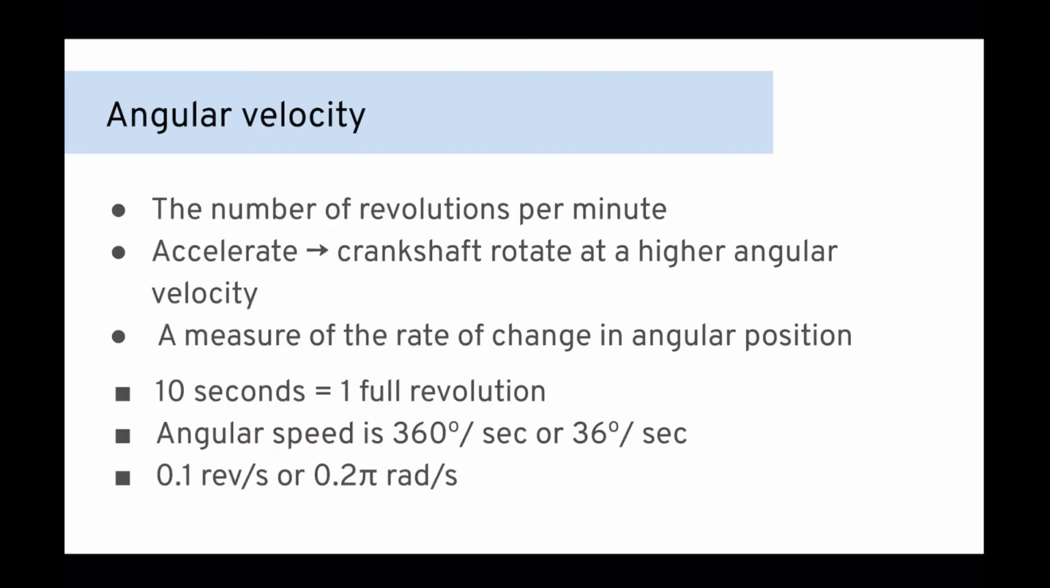Simply put, it is a measure of the rate of change in angular position. If in 10 seconds, you can make 1 full revolution, this would mean that your angular speed is 360 degrees per 10 seconds, or 36 degrees per second. Other ways of saying this would be 0.1 revolutions per second, or 0.2 pi radians per second.